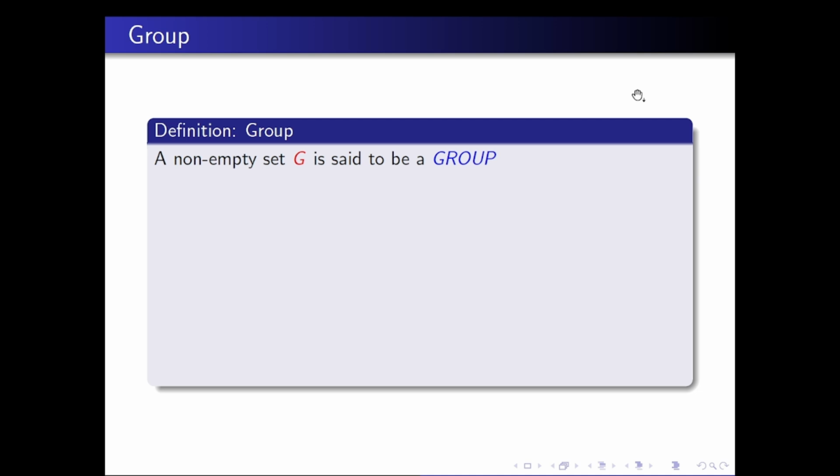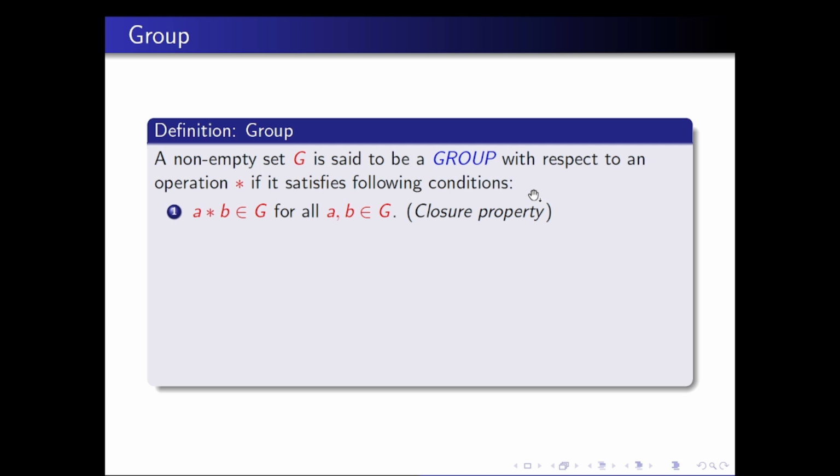A non-empty set G is said to be a group with respect to an operation star if it satisfies the following four conditions. Condition number 1: for all A and B belonging to G, meaning if you take any two elements A and B of G, then A star B must be an element of G again. This is called the closure property.